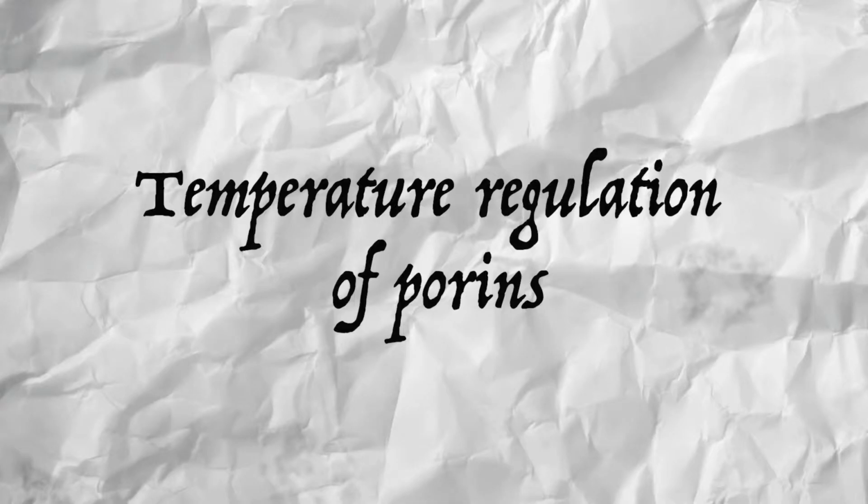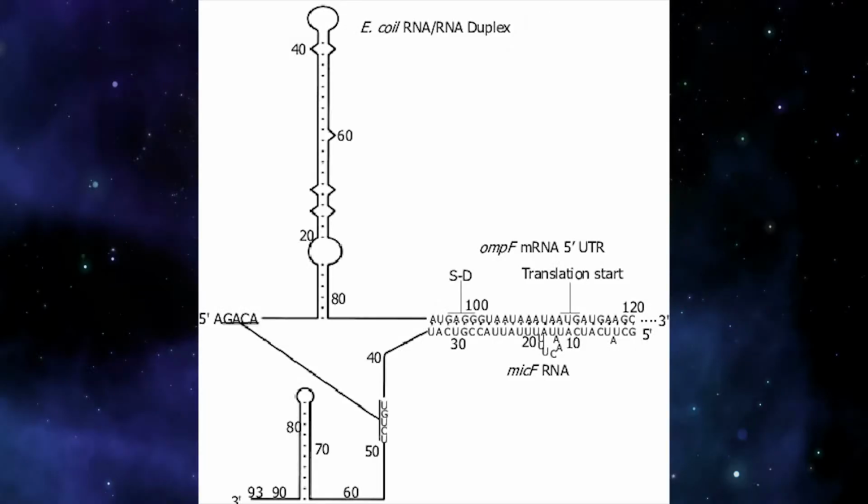Now, we are going to talk about another way of regulating porin synthesis. This time it's about how temperature affects porin regulation. Introducing micF, a post-transcriptional negative regulator of OmpF. It is an antisense RNA that complementarily binds to OmpF mRNA, therefore, the ribosomal binding site is blocked by micF, preventing the translation of OmpF. It also decreases the stability of OmpF mRNA. Also, the transcription of micF increases 10 times when the temperature is 37 degrees or higher.